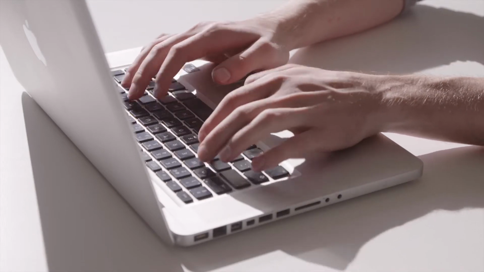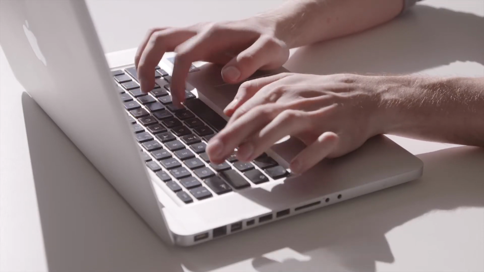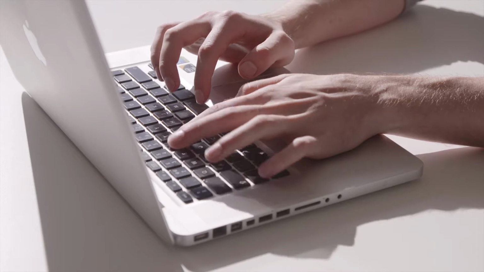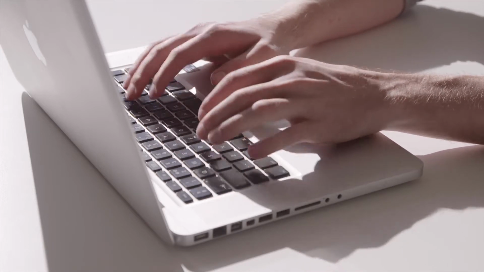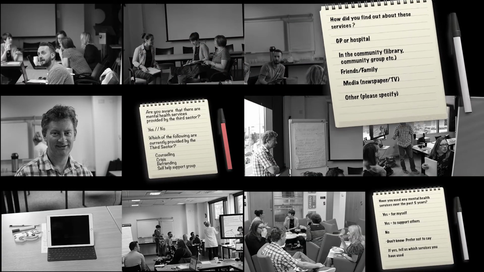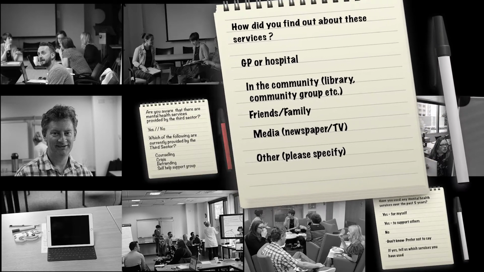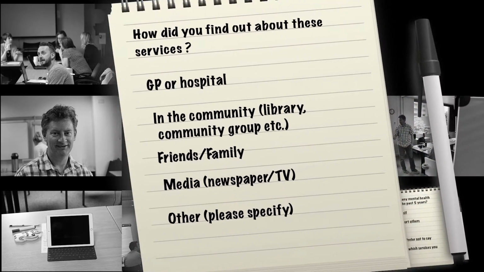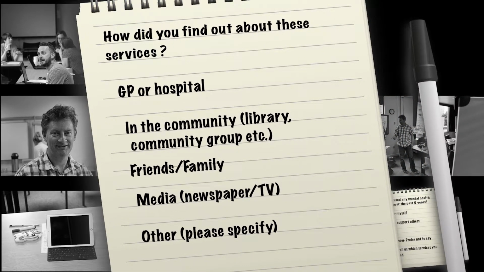Well, whilst they were enjoying lunch, we input the draft questions into SurveyMonkey, and my colleague Nick Johns led the group scrutiny of them. Okay, so number 5 then. How did you find out about these services? And again, we've got categories. Okay, so GP or hospital, in the community, and there's examples there, library, community group, etc. Friends, family, media, newspaper, TV, or other, and then a box underneath for people to specify. What do we think about that? Is that a good question?